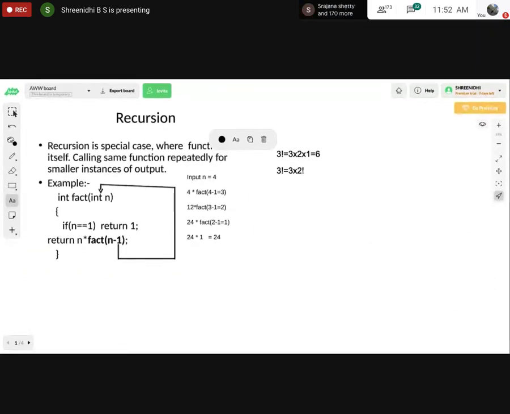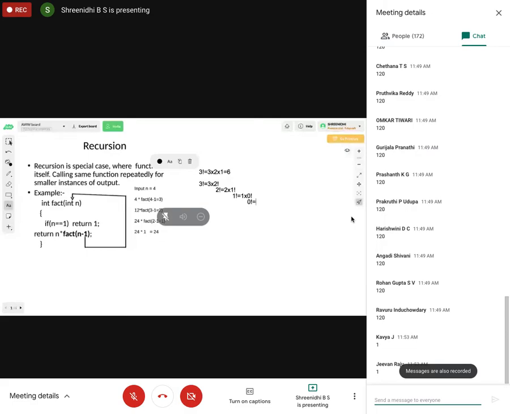Similarly, next, I can write 2 factorial is equal to 2 into 1 factorial. Similarly, 1 factorial is equal to 1 into 0 factorial. So now tell me, what is 0 factorial? Anyone? What is 0 factorial? 1.